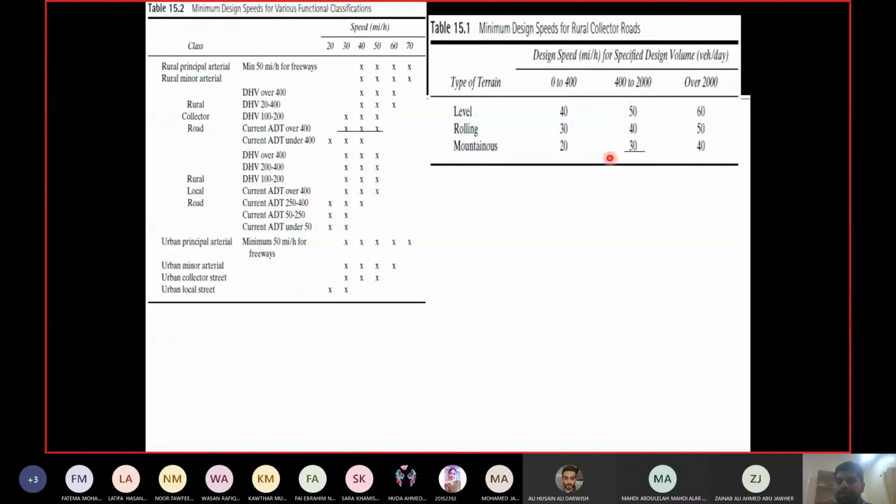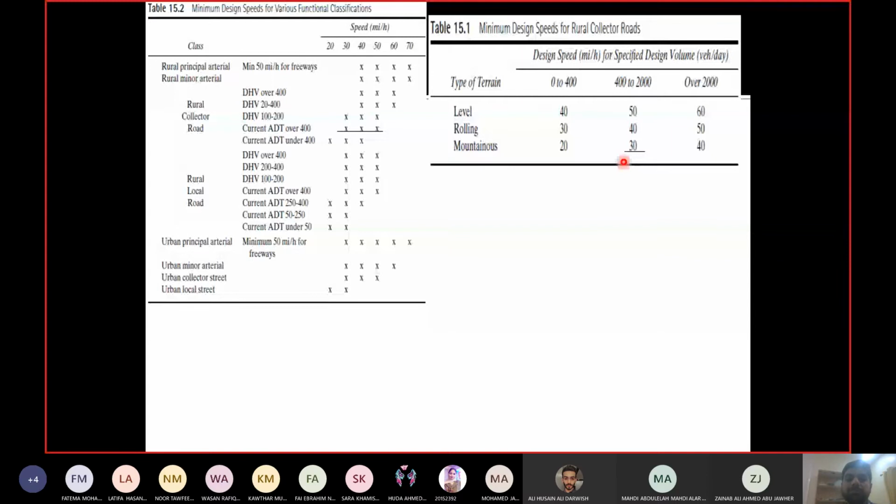800 is here, the middle column. Terrain is mountainous, so this one. Okay, so mountainous terrain, 800 vehicles per day. The minimum speed is 30 miles per hour according to this table. See, this is minimum, so minimum should be 30. You can go 40, 50, whatever.